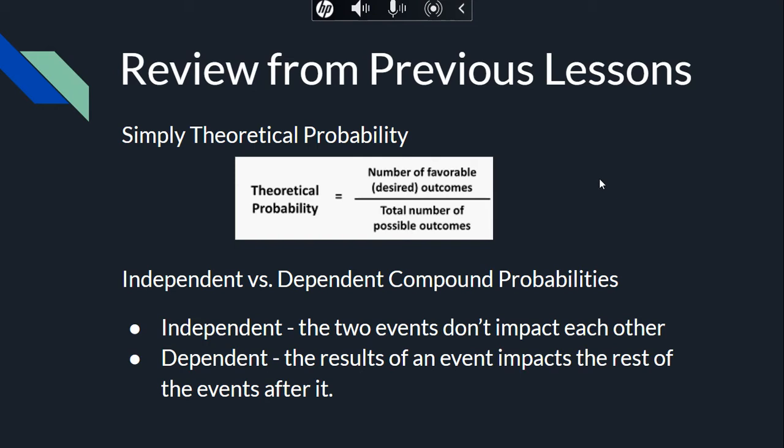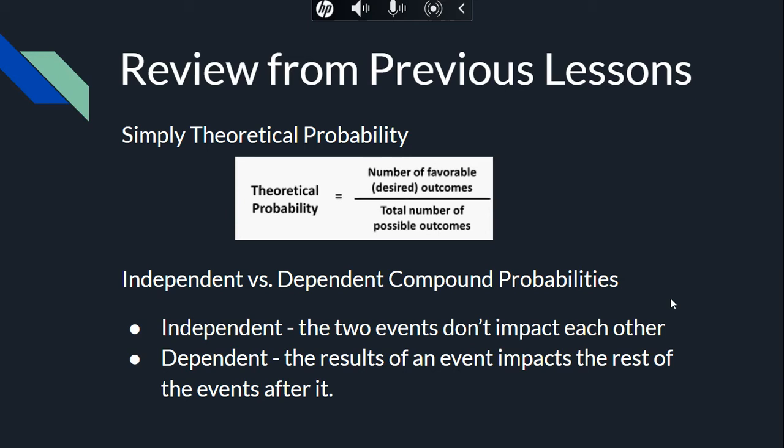In our last lesson, we actually started doing some pre-work with compound events when we started looking at multiple events to see if they were independent or dependent of each other. So independent events were when you had 2 events or more, but they had absolutely no impact on each other. What happens in one event does not impact the chances for the other events.